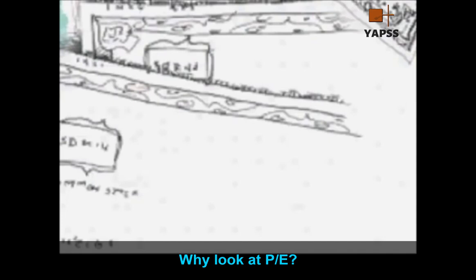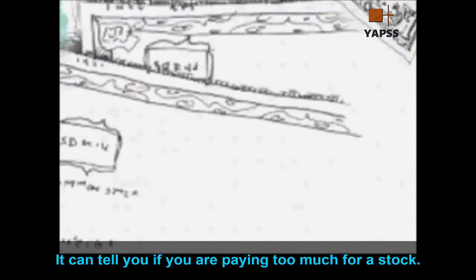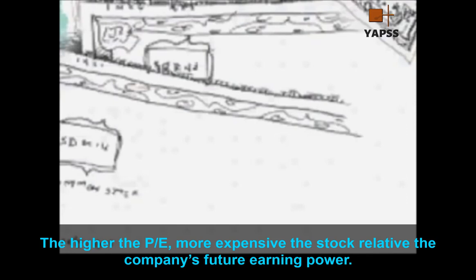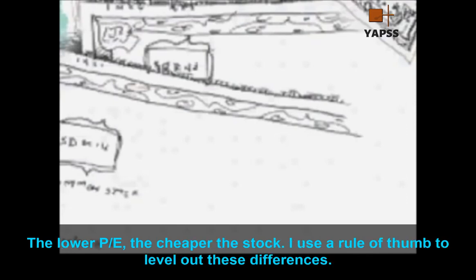Why look at PE? It can tell you if you're paying too much for a stock. The higher the PE, the more expensive the stock relative to the company's future earning power. The lower the PE, the cheaper the stock.